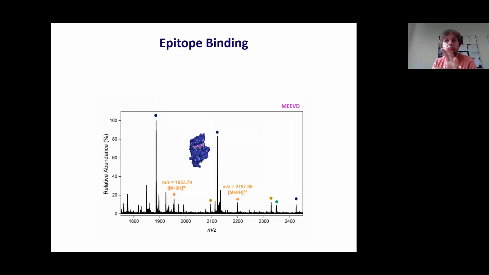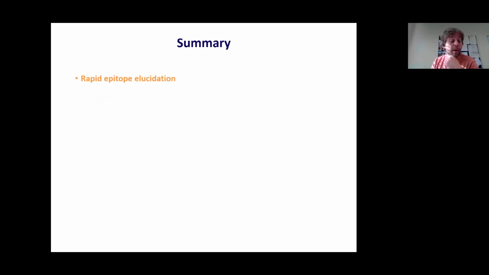So we were able to quite quickly determine that, whilst we already knew MEVED was the binding epitope, we were only able to select for peptides which contain MEVED. If we didn't have this information prior, we'd quite quickly be able to determine that it's a very likely hotspot region. So in summary, we were able to rapidly elucidate that epitope, and that was an hour digestion with a native mass spectrum.